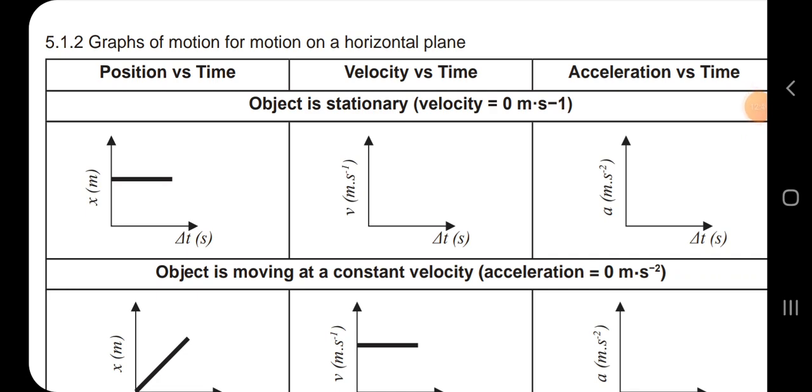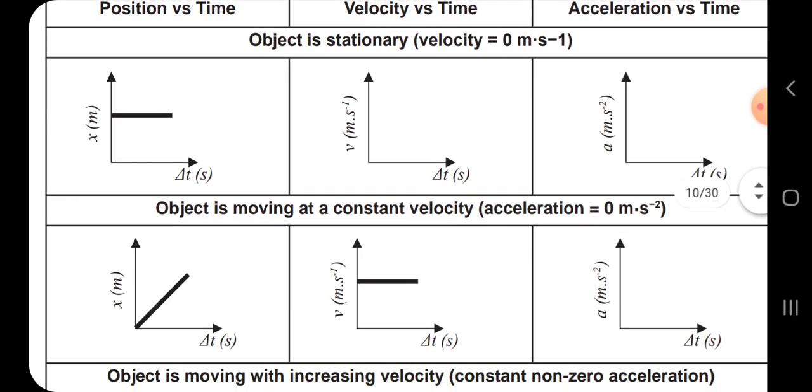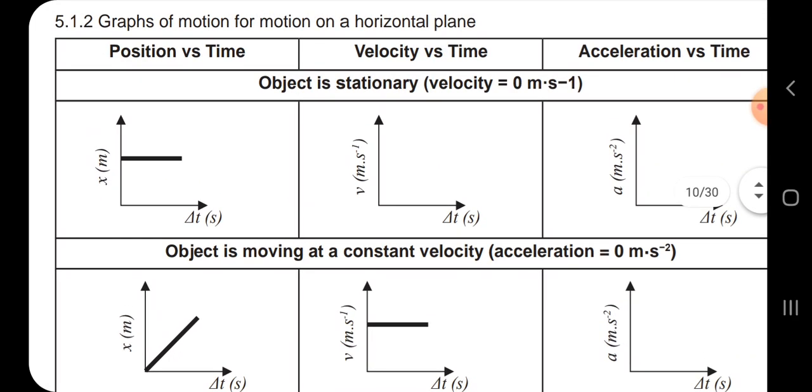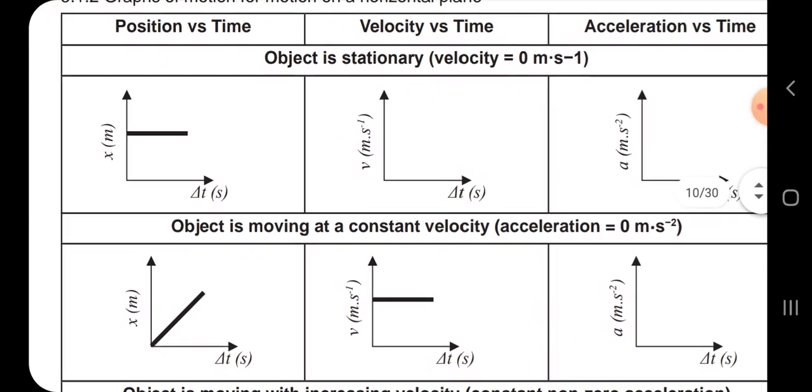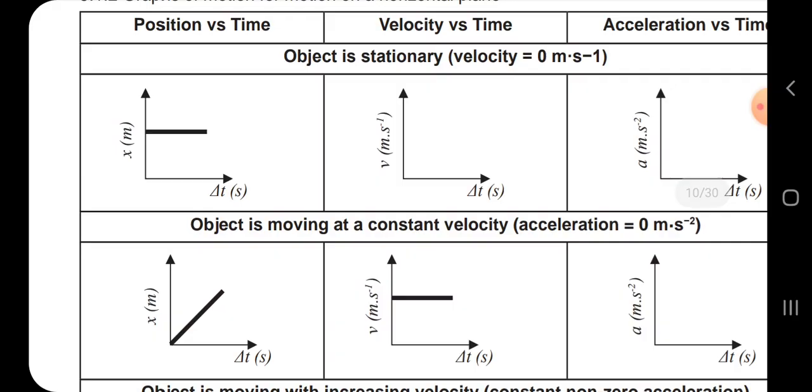I hope you understand how you answer those types of questions and how you use those formulas. Now, graphs of motion for motion on a horizontal plane. The first block is the position versus time graph, the middle one is velocity versus time, and the third one is acceleration versus time. With position versus time, the line is straight.